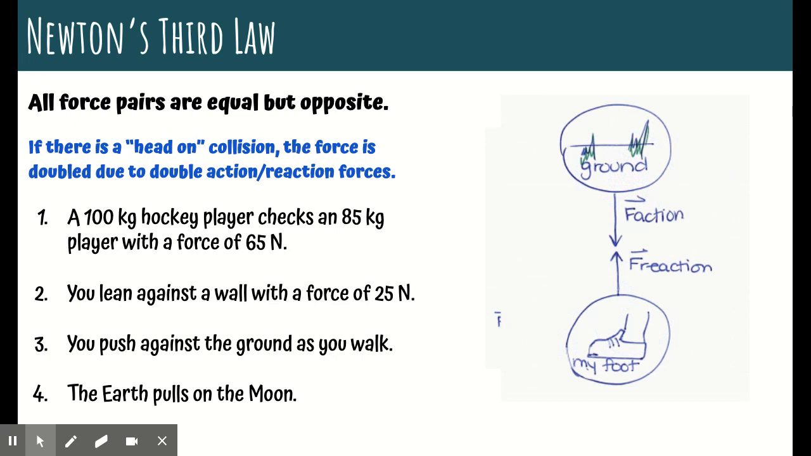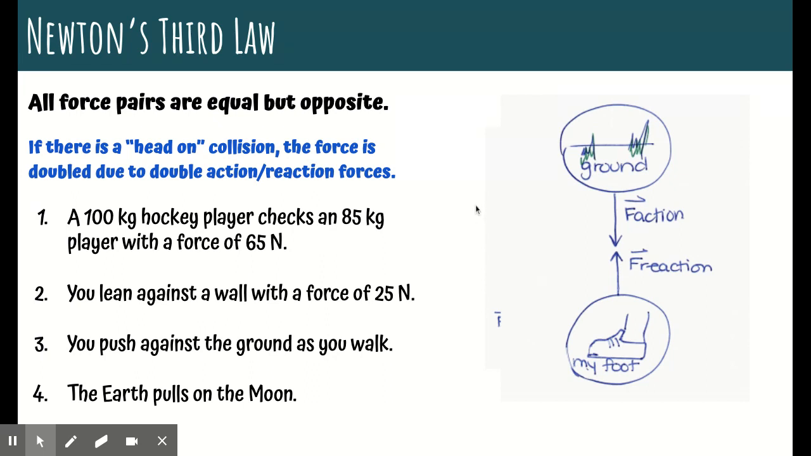Another example is between the ground and yourself as you walk. As you walk, your foot is applying an action force to the ground, and the ground is applying a reaction force back up to your foot. This is why you can push off the ground. This is also the same reason why if you're walking in mud or really soft sand, you don't get as much reaction force because it absorbs it. So if you're walking across a hard surface, you're going to get an equal but opposite reaction force from whatever action force you applied.